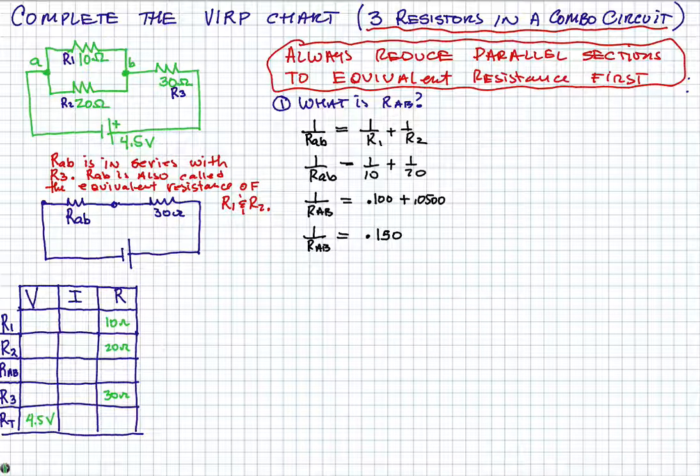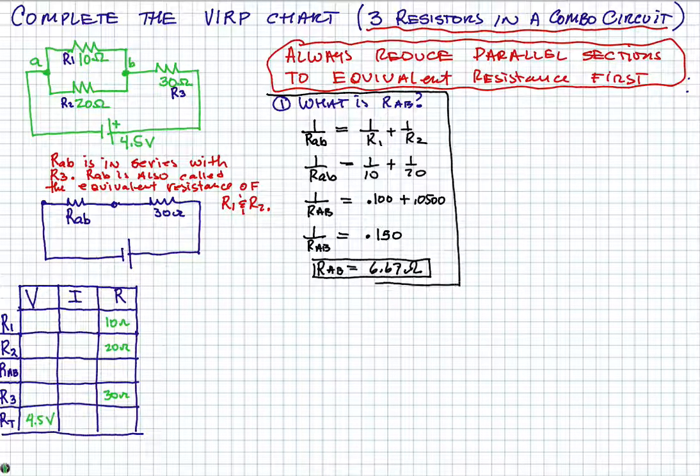And if I take the reciprocal of both sides, so I flip both sides, RAB is going to be equal to 1 over 0.150, which calculates to 6.67 ohms. Right there. So there's our first calculation. Let's put this in a box. Okay, we're done. Well, we're done with RAB. So let's write that number into our table. RAB, where's RAB? That would be right here, 6.67 ohms. So we have one of our answers.